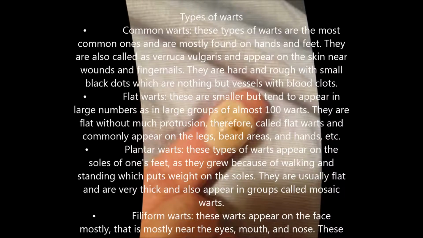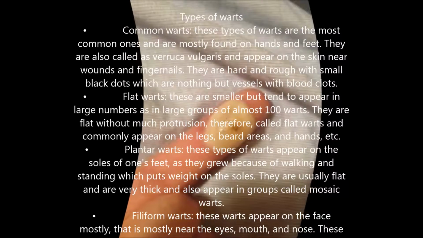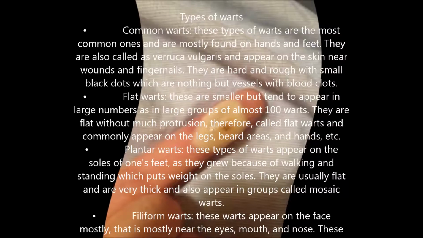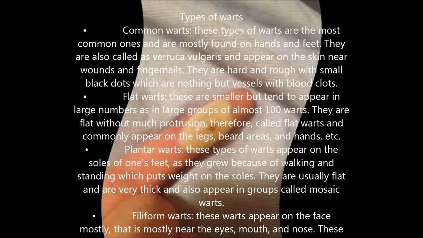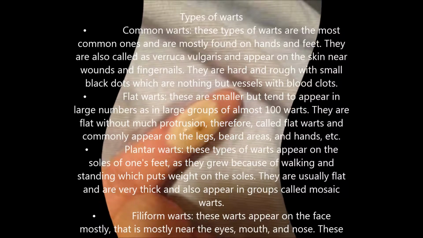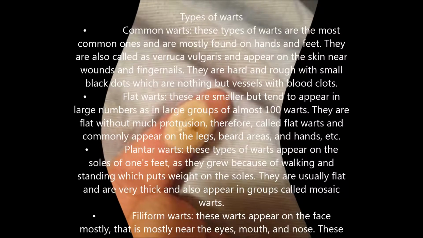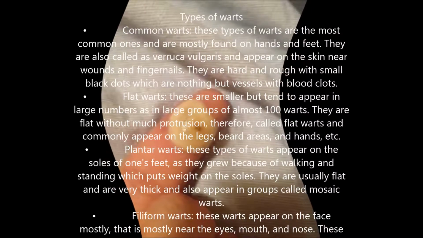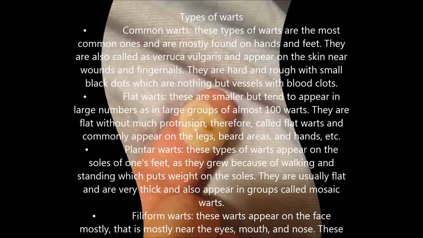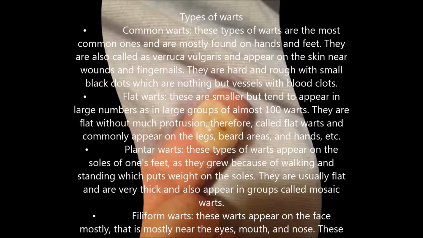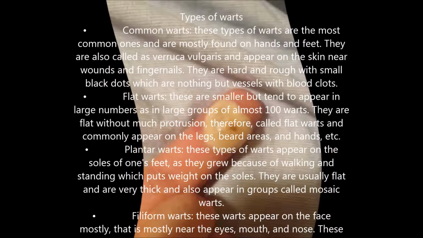Types of warts. Common warts. These types of warts are the most common ones and are mostly found on hands and feet. They are also called verruca vulgaris and appear on the skin near wounds and fingernails. They are hard and rough with small black dots, which are nothing but vessels with blood clots.